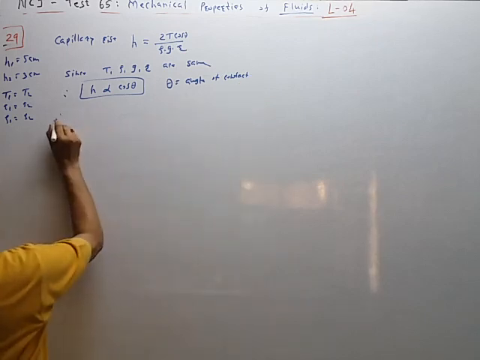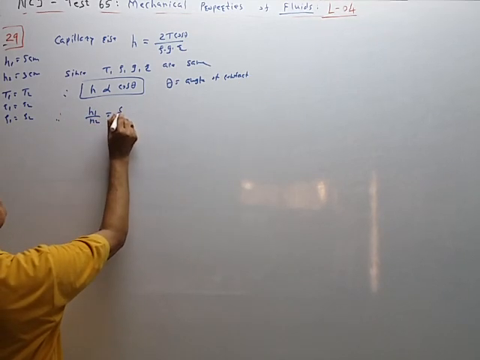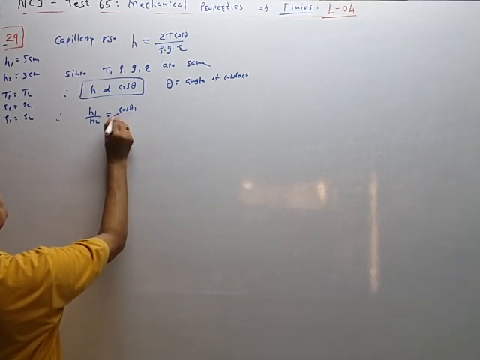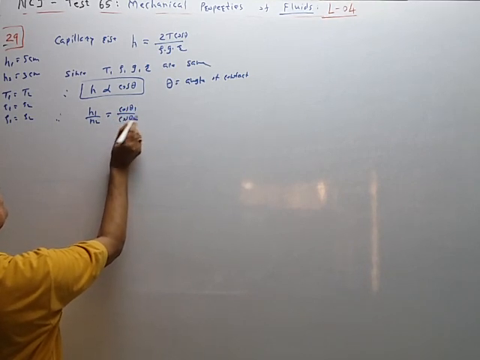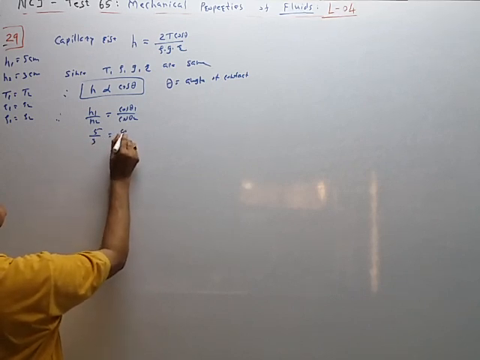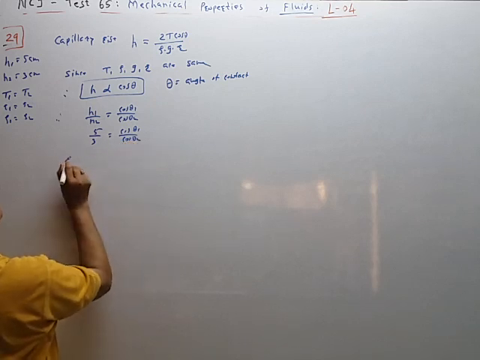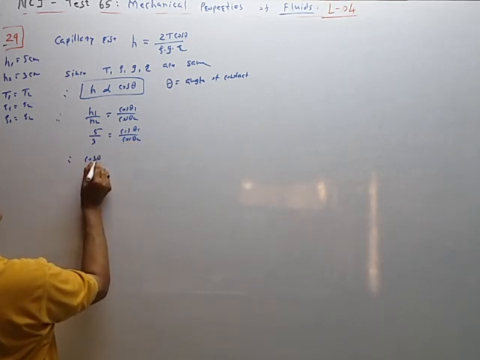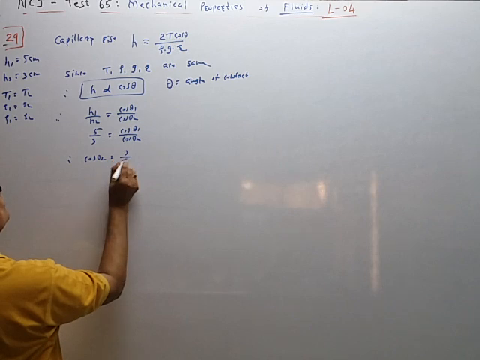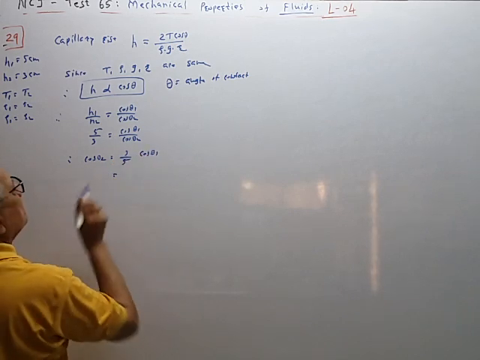Angle of contact. Therefore, h1 upon h2 is equal to cos of theta 1 upon cos of theta 2. So h1 is equal to 5, h2 is 3, so 5 upon 3 is equal to cos of theta 1 upon cos of theta 2. Therefore, cos of theta 2 is equal to 3 by 5 times cos of theta 1.